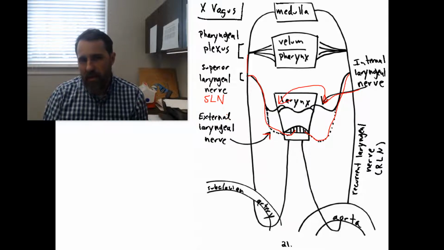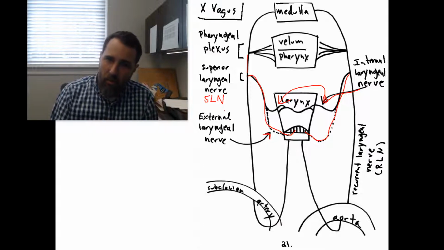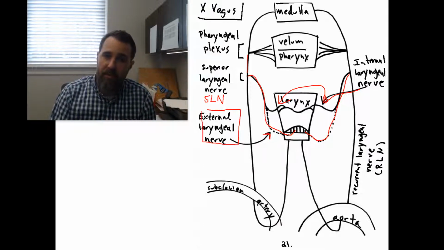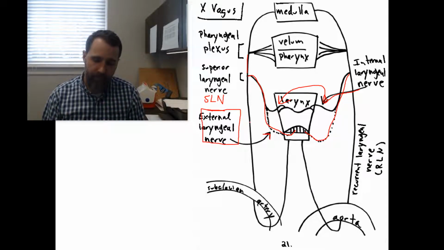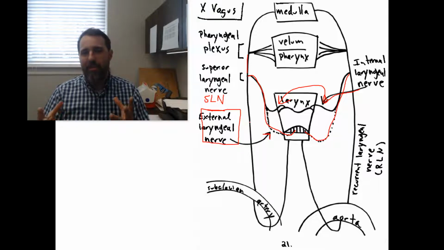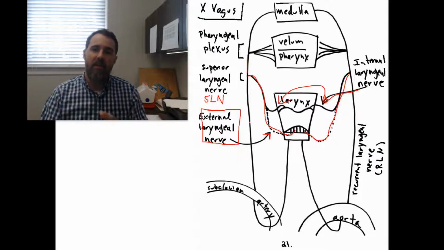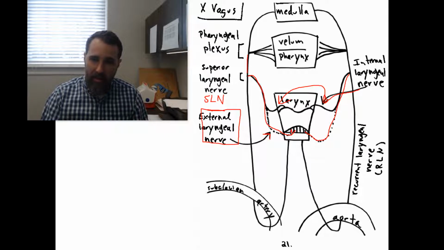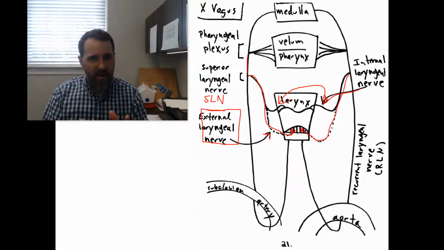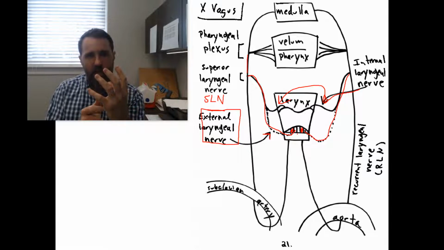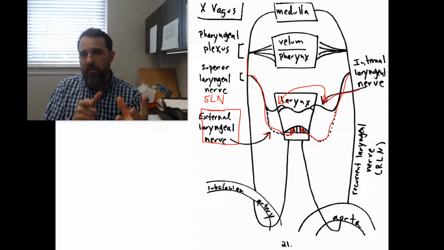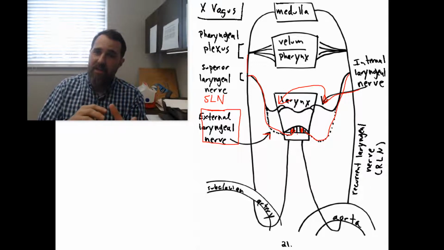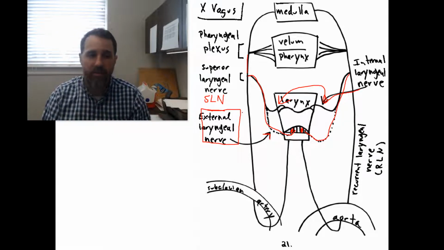So it's the external branch of the SLN, or the external laryngeal nerve, however you want to say it, that innervates the cricothyroid muscle. So thinking back to anatomy, the cricothyroid muscle is that muscle that is between the cricoid and the thyroid. And when it contracts, it pulls the thyroid cartilage forward. And if you're pulling the thyroid cartilage forward, you're tensing the vocal folds. So the cricothyroid muscle is responsible for changes in the pitch of your voice.